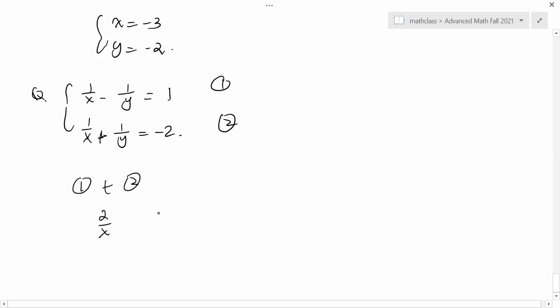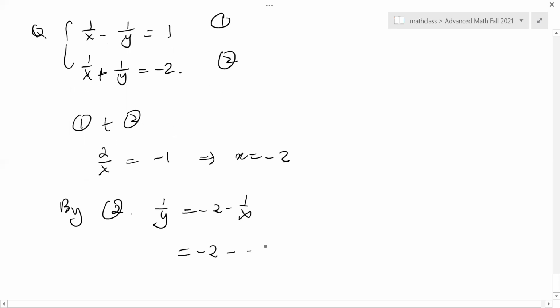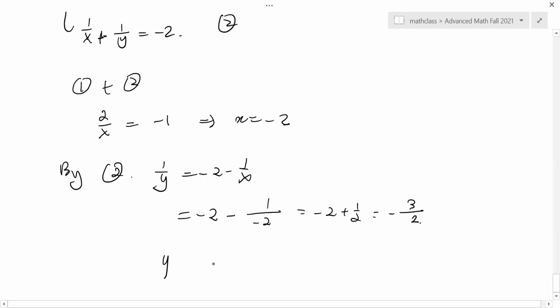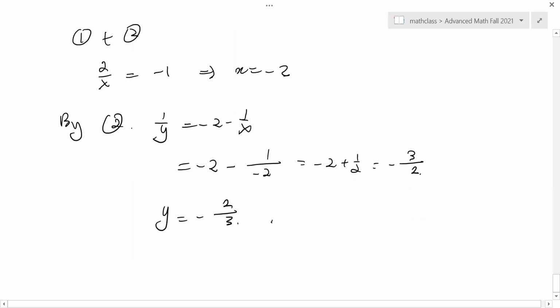So 2 over x equals 1 plus negative 2, which is negative 1. And from here, x is going to be negative 2. Then you can use any of the equations, for example equation 2: 1 over y equals negative 2 minus 1 over x. So it will be negative 2 plus 1/2, and negative 4 plus 1 is negative 3 over 2. So you get x, but the y is not done yet. So 1 over y equals that, so y equals negative 2 over 3. Right, so these are the answers.